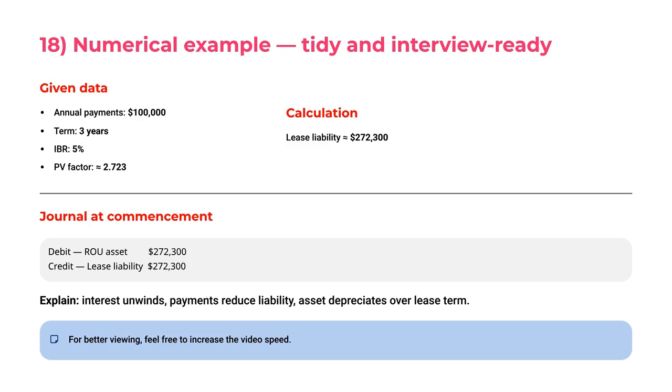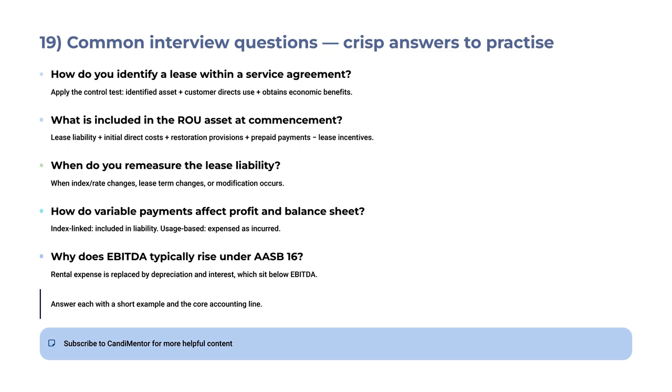Common interview questions. Crisp answers to practice. How do you identify a lease within a service agreement? What is included in the ROU asset at commencement? When do you remeasure the lease liability? How do variable payments affect profit and the balance sheet? Why does EBITDA typically rise under AASB 16? Answer each with a short example and the core accounting line.